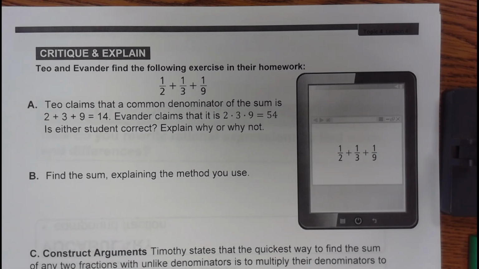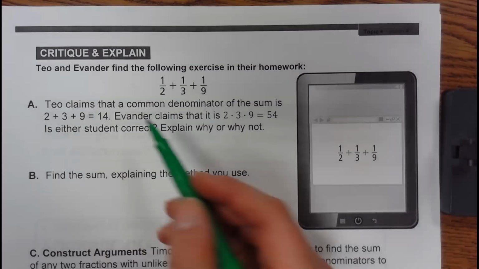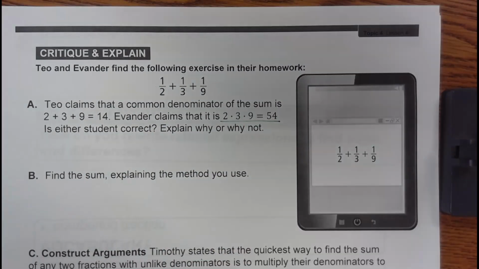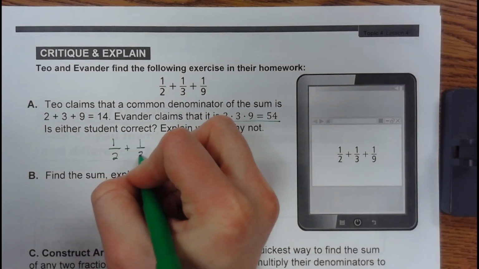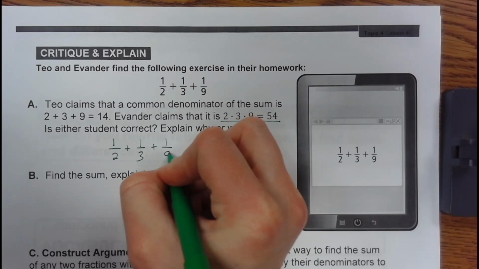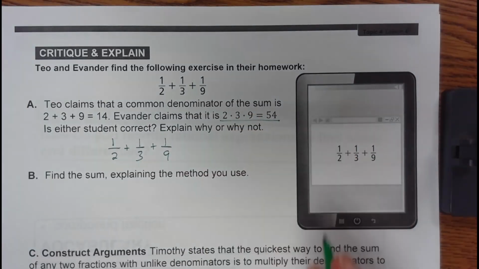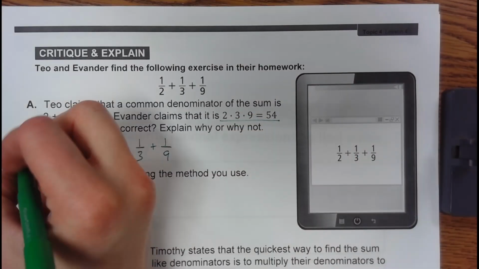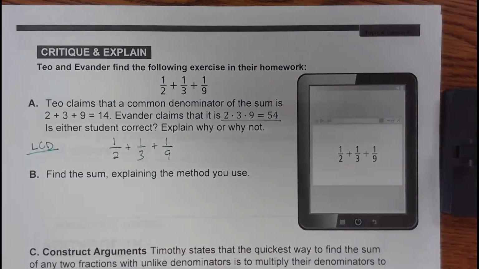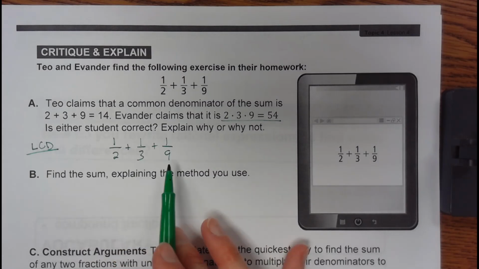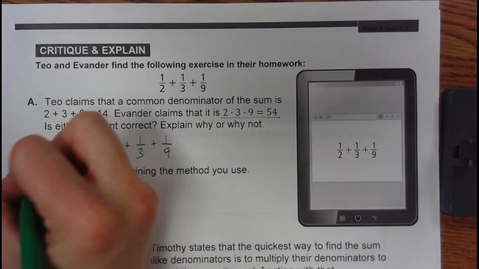Okay, welcome back. And so you should have decided that Evander was the one who was correct, with the 54. However, when we add these fractions together, this is one common denominator, but a lot of times we want to find the least common denominator, which would be what number all three of those, 2, 3, and 9, go into evenly. And that would actually be 18.